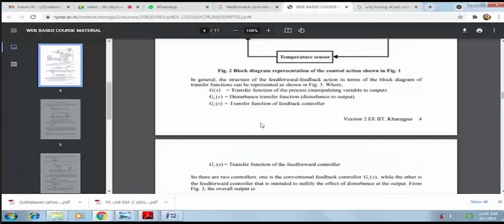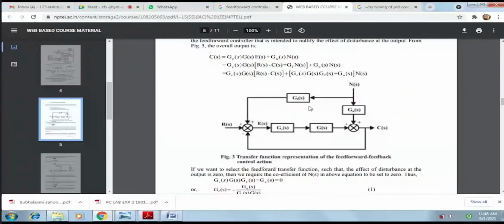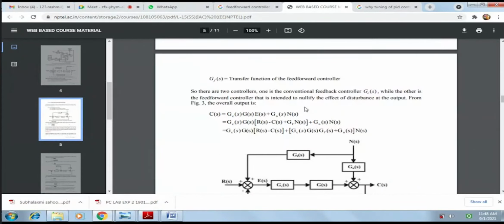This is your transfer function. G(s) is the transfer function that is given to you, the plant transfer function. Okay, and what is GF(s)? This is your feed forward transfer function. Okay, and N(s) is your disturbance that was given to you.